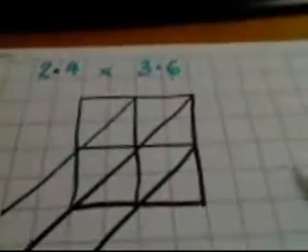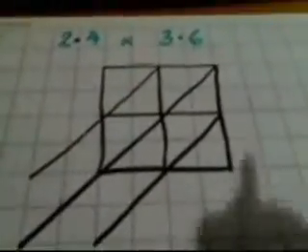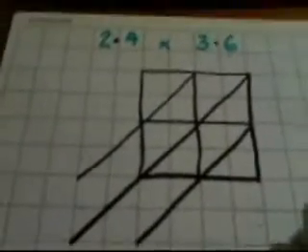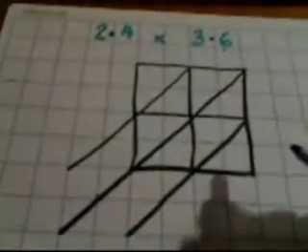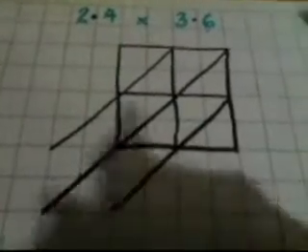In this video we're going to look at how we multiply decimals together using lattice multiplication and ensuring that the decimal place ends up in the correct place. So I've drawn the lattice in advance and we're trying to work out 2.4 times 3.6.